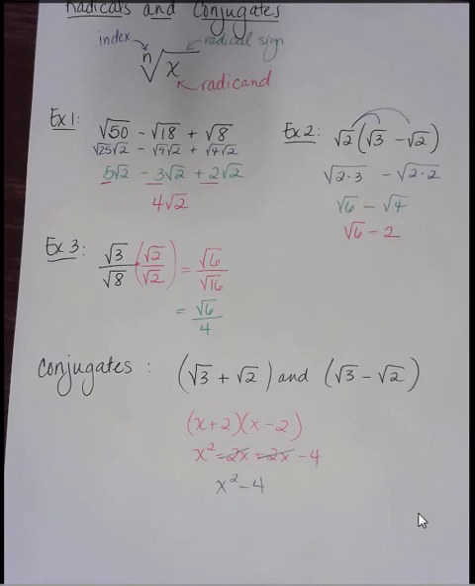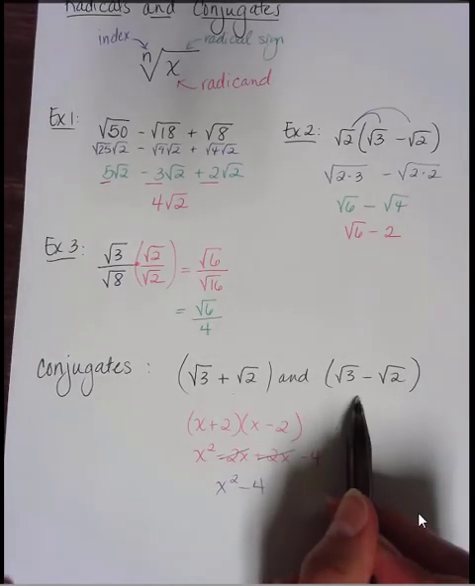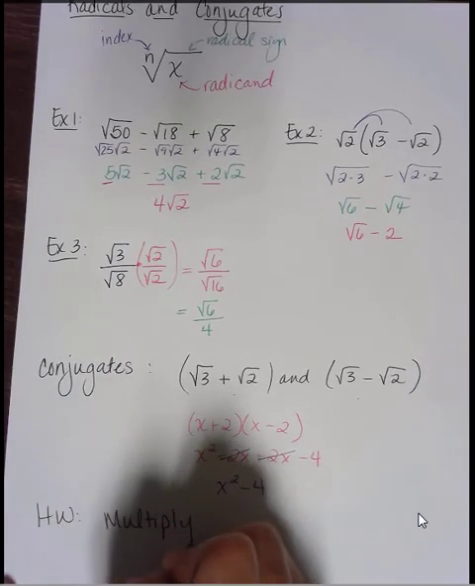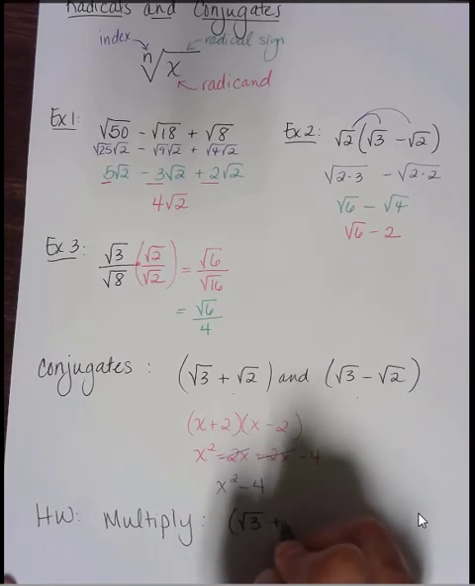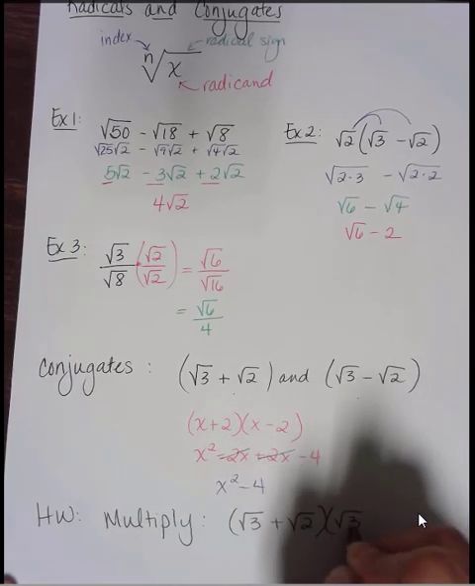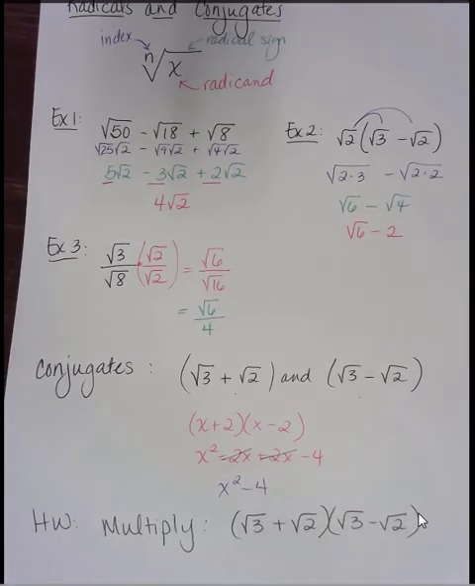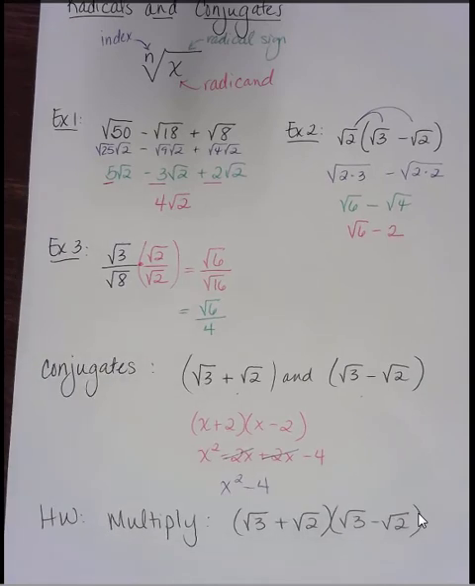All right, I'm going to ask you for homework, and in preparation for tomorrow's class, I would like you to go ahead and multiply these two conjugates. Okay, so homework, multiply radical 3 plus radical 2 times radical 3 minus radical 2, and express your answer in simplest radical form. Be cautious and aware of the fact that a radical times itself is the radicand. You can multiply this either using distribution, or you could use the box method, whatever is comfortable for you.